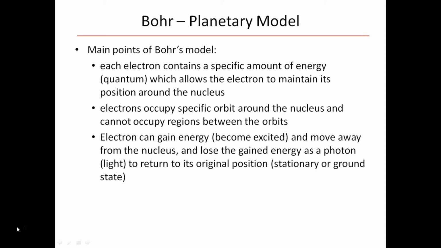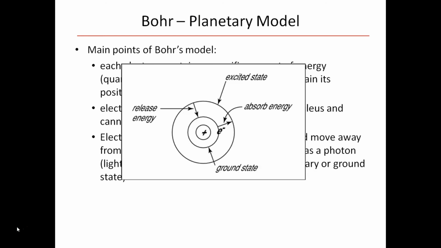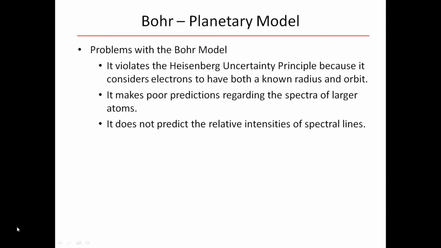Electrons can gain energy, and when they do, they can move away from the nucleus, but they don't want to be there, so when they fall back toward the nucleus, they emit light, and that's what causes the spectrums that Bohr was investigating. Okay, and so they absorb energy, they move from an orbit closer to the nucleus to an orbit further from the nucleus. They don't want to be there because they're in an excited state, so they release the energy and they fall back to their original orbit, which we call a ground state.